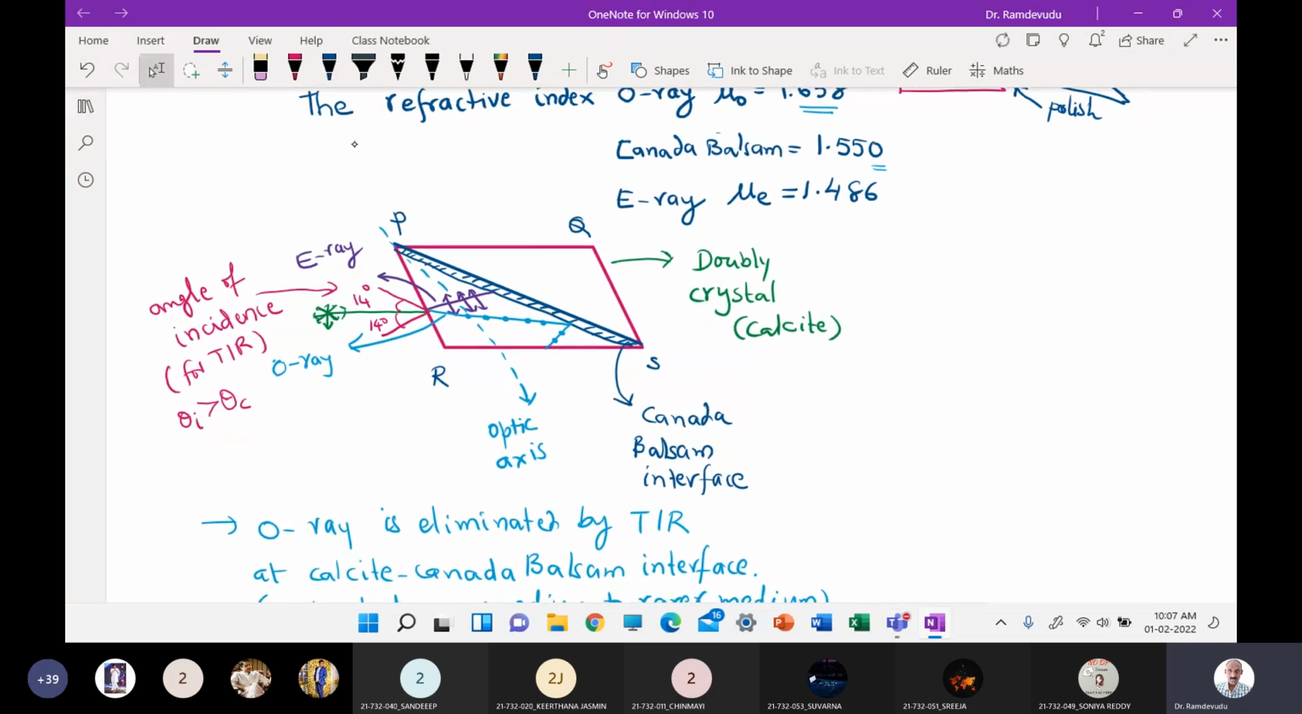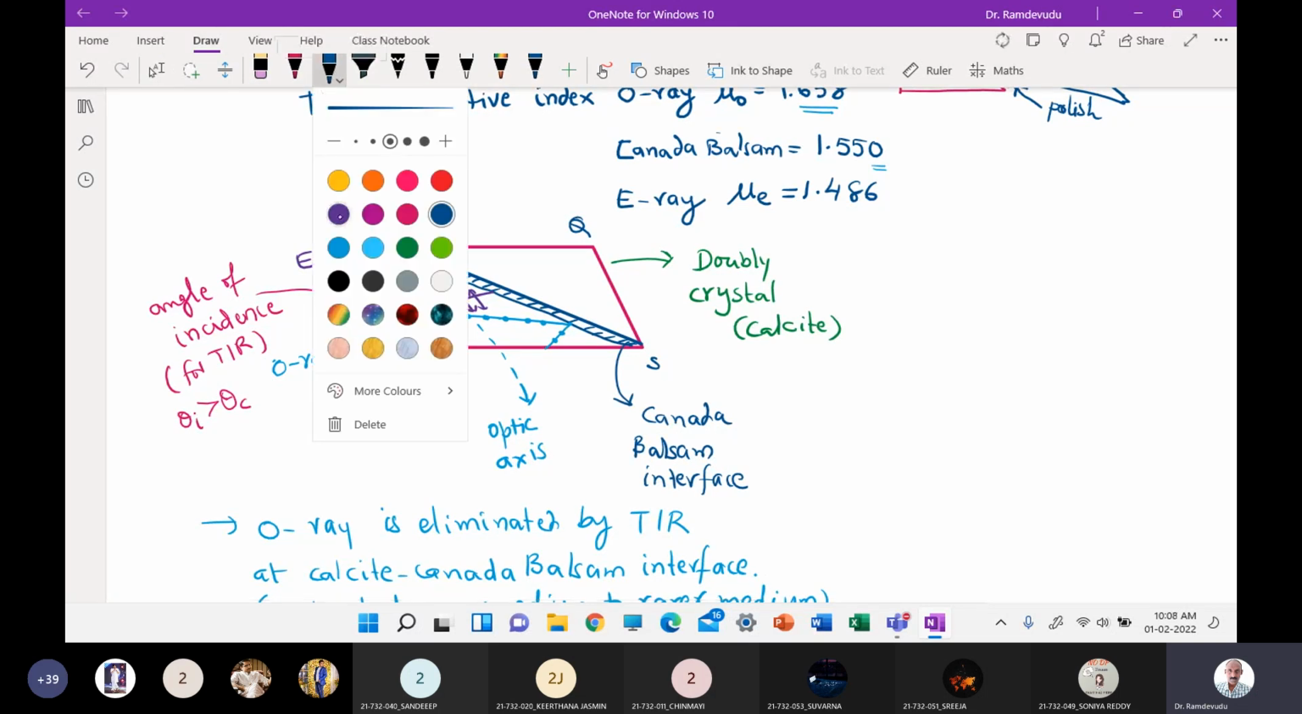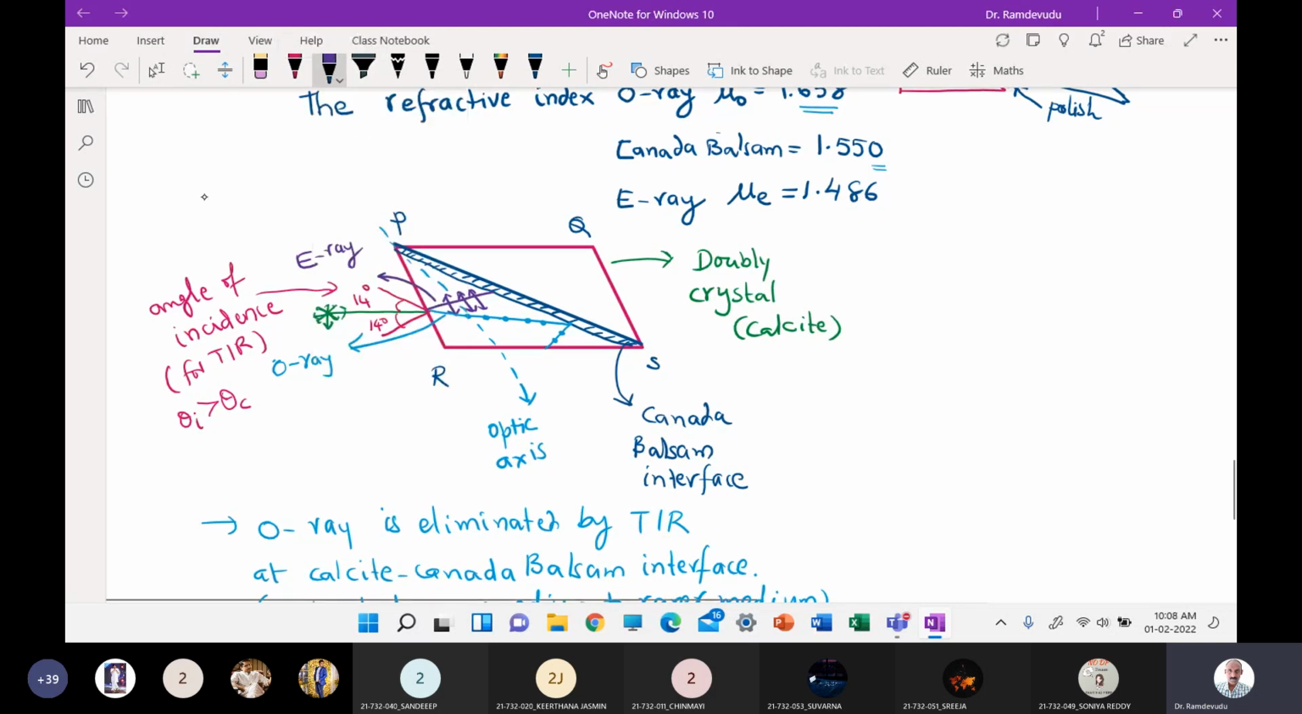Thereby Canada balsam is used as a medium to create total internal reflection for the O ray, and the E ray will undergo a slight lateral shift and come out of the crystal here, having vibrations only in the plane parallel to the principal section. Therefore the transmitted light has only the E ray. This is the transmitted light.